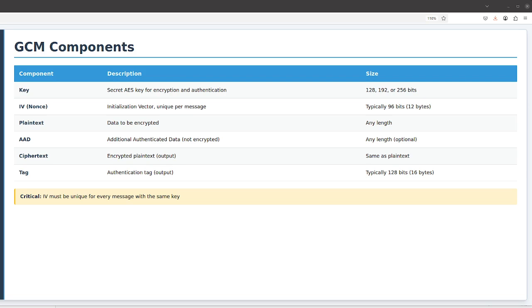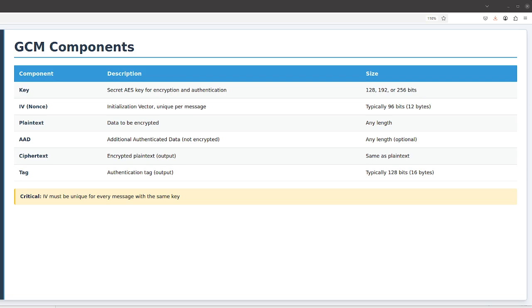First, we have the encryption key, just like in CTR mode. This is your secret AES key, typically 128 or 256 bits. The same key is used for both encryption and authentication in GCM, which is more efficient than using separate keys.